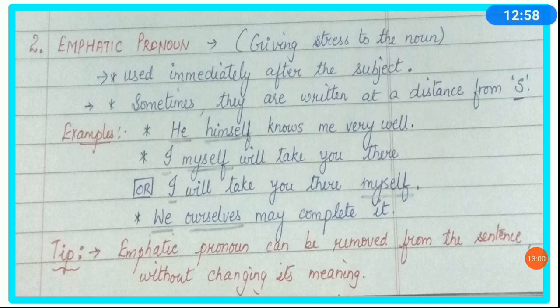Or, like I told you, in some cases, the emphatic pronoun can be written away from the subject. Let us look at the same example in a different way. I will take you there myself. So, in these two sentences also, if you remove the word myself, you will still have the complete meaning out of the sentence. One more example, let us take it in the plural sense. We ourselves may complete it. Means we may complete it. We don't need the help of anyone else. The emphasis is that we are enough for doing our work.